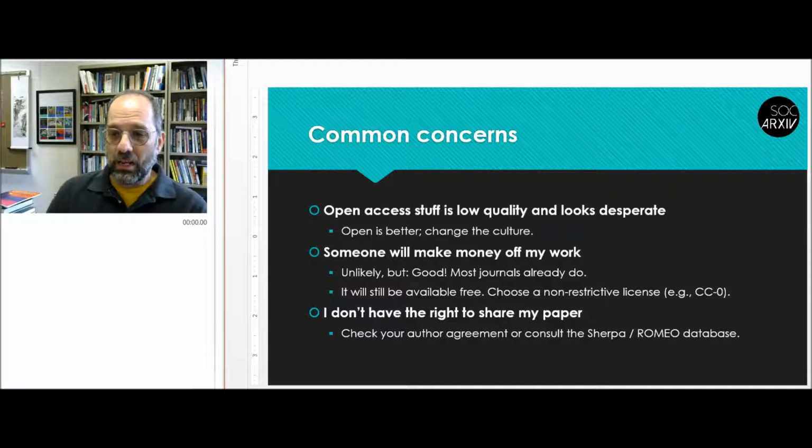There's also the Sherpa Romeo, if you Google that, is a database of journal policies, which is not guaranteed to be accurate, but is usually accurate for what the policy of the journal might be. So am I allowed to share my work after 12 months, or the final version or not, and so on. So that's a good thing to check.